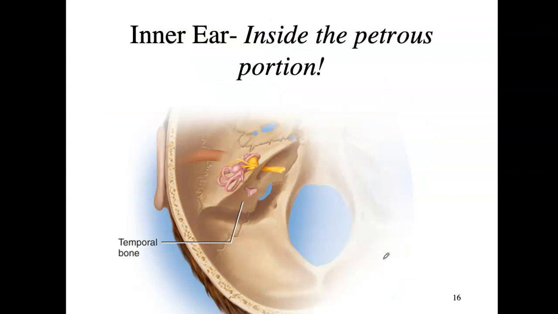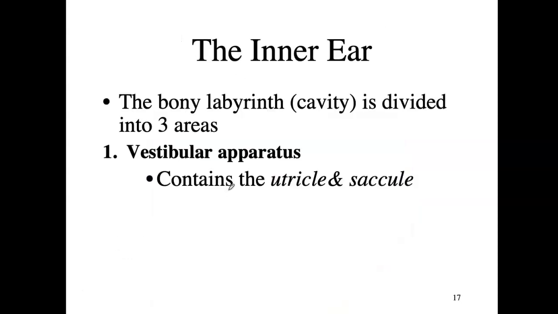Okay, so remember the petrous portion? Well, that's where the inner ear is going to be. So we'd have to carve away at the petrous portion to be able to see what's going on in the inner ear. What's going on in the inner ear? Well, we call it a bony labyrinth because it's a cavity within the bone. And it's divided into 3 separate areas that do very different things. So keep them really far apart in your mind.